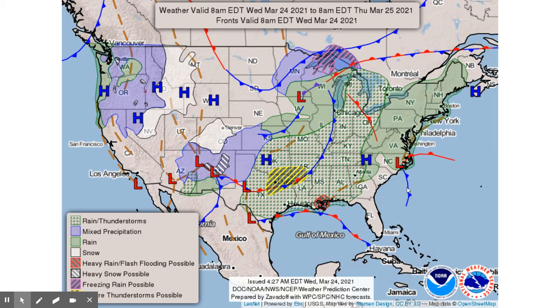So the next 3 slides show you basically the next 3 days of weather. So this is the National Oceanic and Atmospheric Administration's weather map for Wednesday, March 24th, which is the day I'm recording this. And they say it's good until tomorrow, Thursday, which will probably be the day that you watch this.